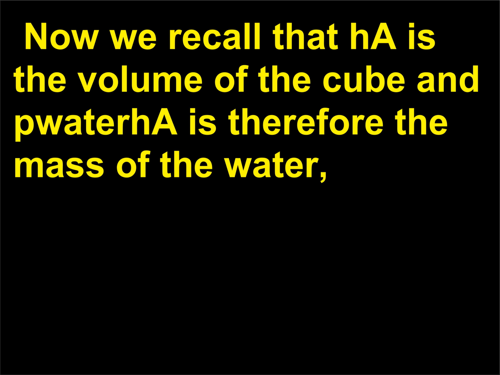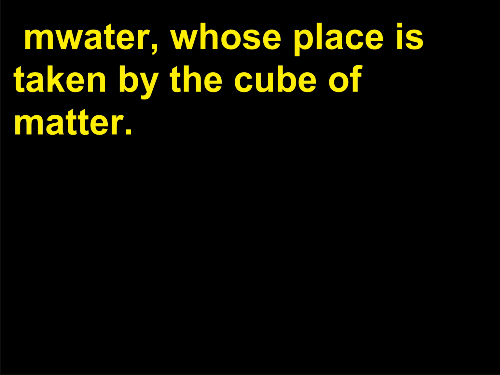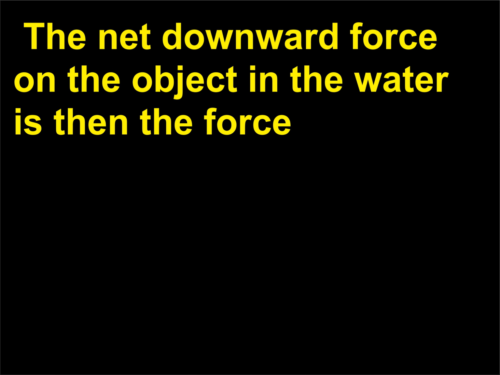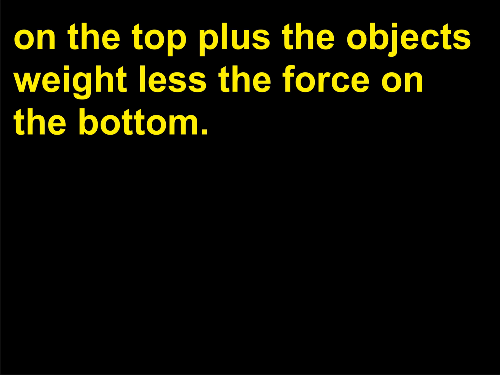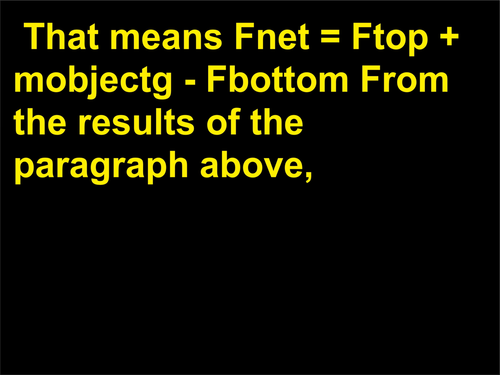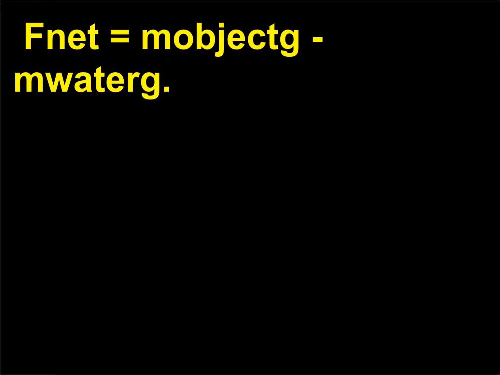Now we recall that hA is the volume of the cube, and ρ_water hA is therefore the mass of the water whose place is taken by the cube of matter. The net downward force on the object in the water is then the force on the top plus the object's weight less the force on the bottom. That means F net equals F top plus m_object g minus F bottom, from the results of the paragraph above. F net equals (m_object minus m_water) g.